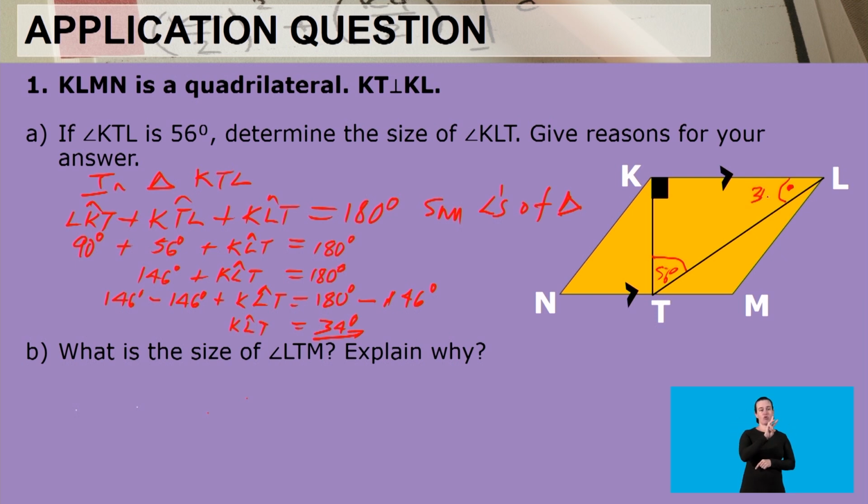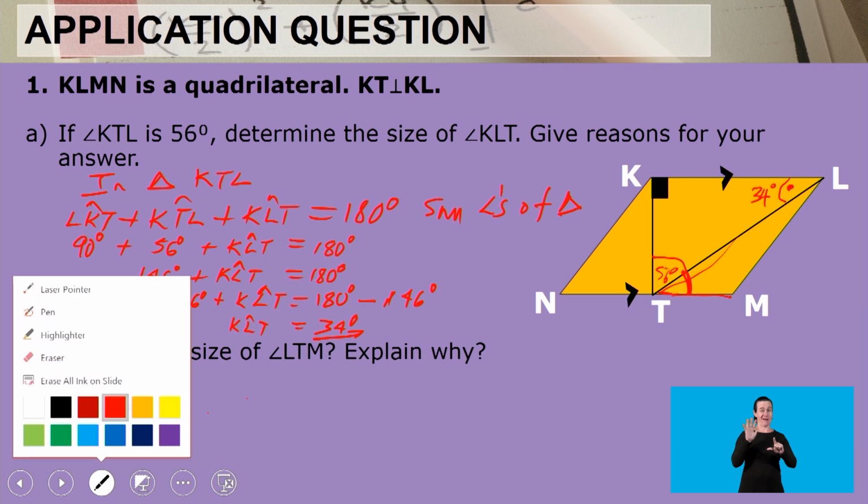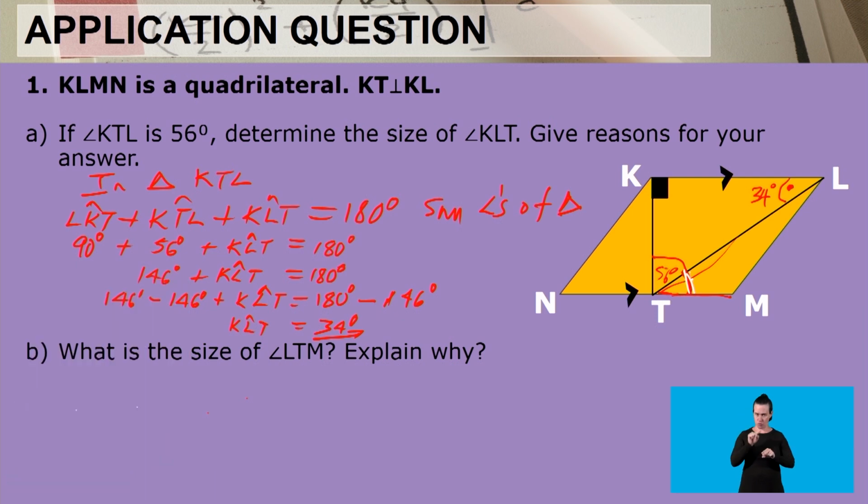Let's put it in the diagram just to remember that we have already answered that part. Then the B part of the question is, what is the size of angle LTM, and explain why. Where is LTM? When they say angle LTM, we start from the first letter L, then to where it turns on the next letter T, and go towards M. So that angle there is what they are looking at. Let me change my ink so that you notice that this is a different question.